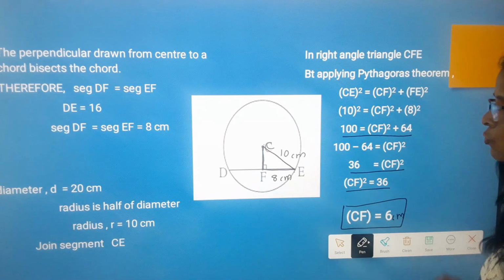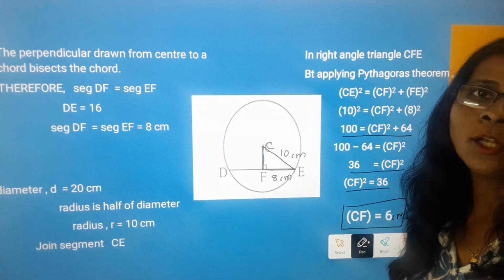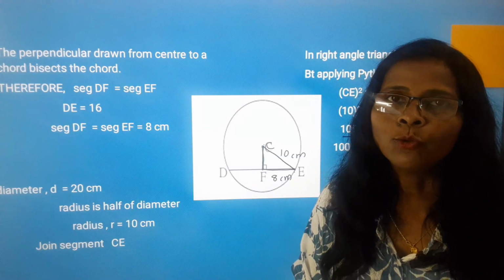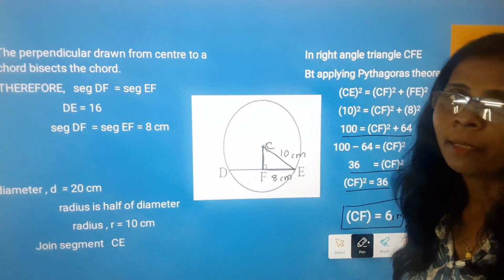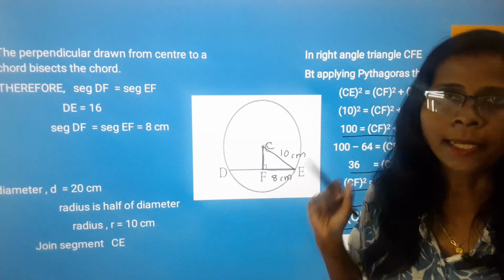Okay, student? So in such a way, by using the property of the chord, we can calculate the measure of the perpendicular student by this activity.